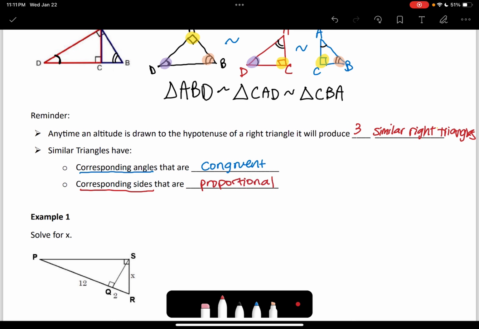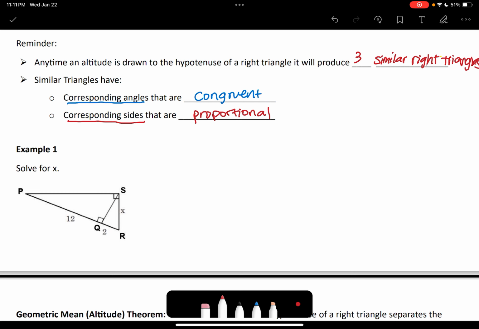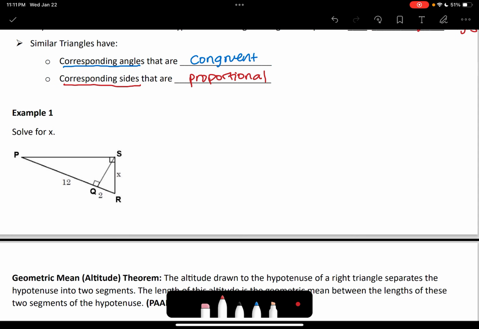We're pretty much doing the same thing here, except I'm not just looking at two triangles. Now I'm looking at a total of three triangles. So let's take a look at example 1 and see what this is going to look like, right? My first piece of advice here would be to identify where all three triangles are. So the large triangle, PSR, I'm going to leave that just in black.